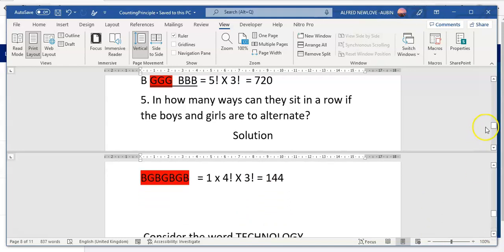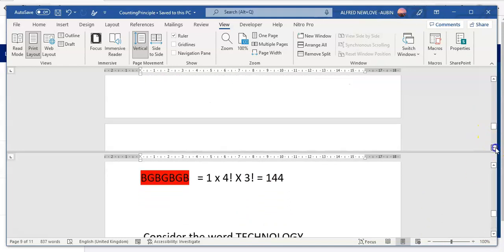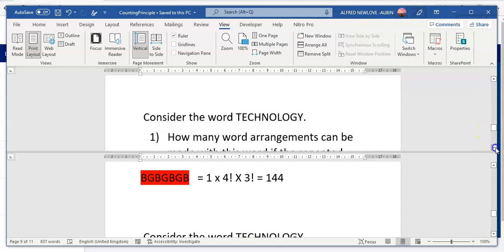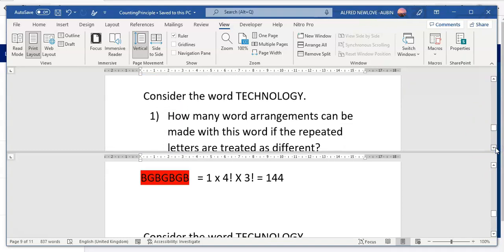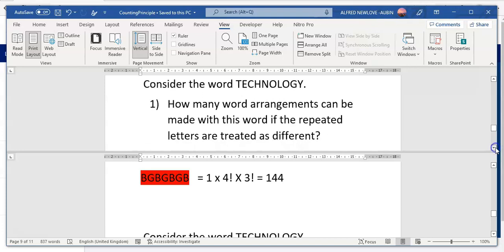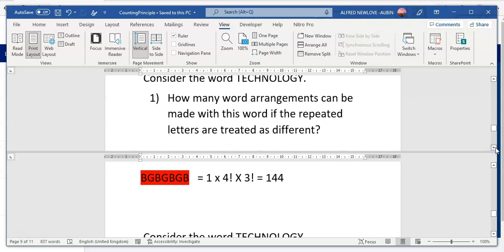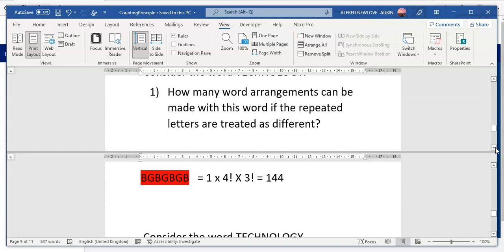Let's move on to the next question. Our next question is... whoa, technology. I know you can do this one. Okay, how many word arrangements can be made with this word if the repeated letters are treated as different?